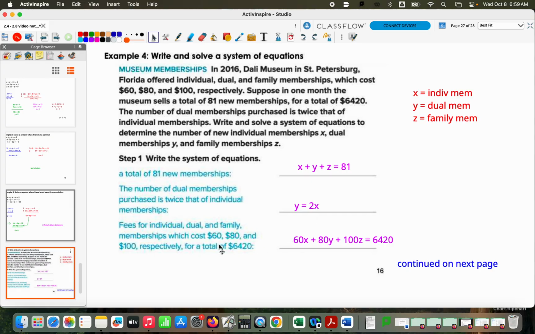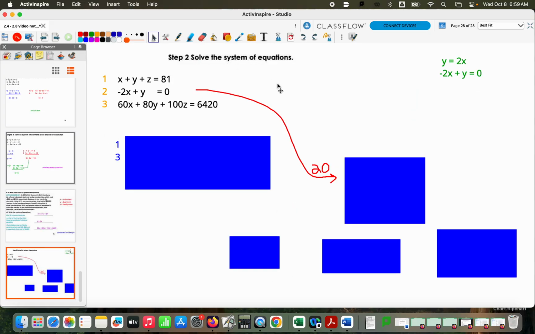All right. My last equation is going to involve all the money. So it's 60 for each individual one, 80 for each dual one, 100 for each family one, for this total amount of money that they brought in. So there's my three equations. All right, let's go to the next page and we'll solve it.